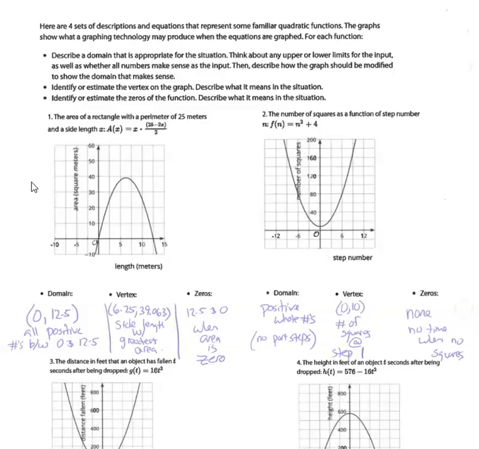The next one, what is the 0? In this case, there is no 0. It does not go through the x-axis. And what that means is there is no number of steps that you would have where you would have no boxes, because you could see that you start out with 10 squares. Therefore, you would never have no squares.